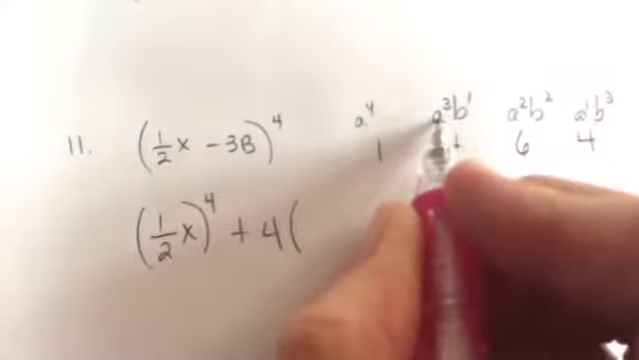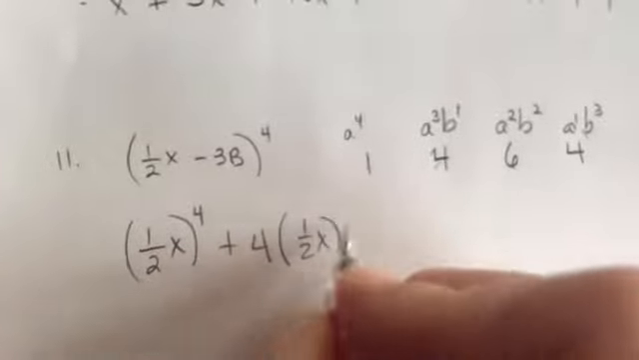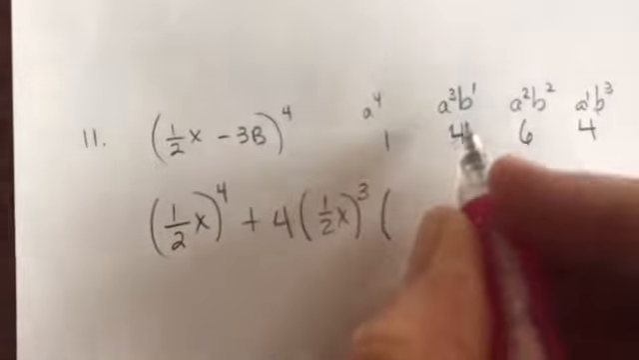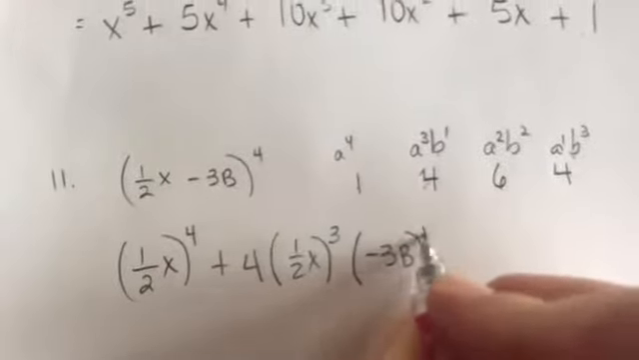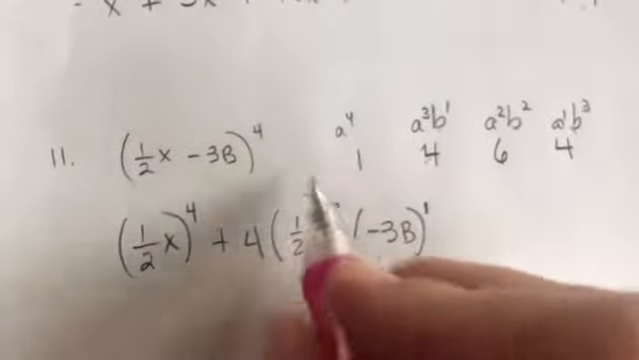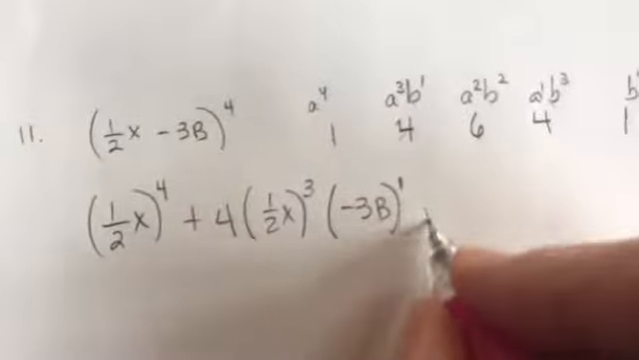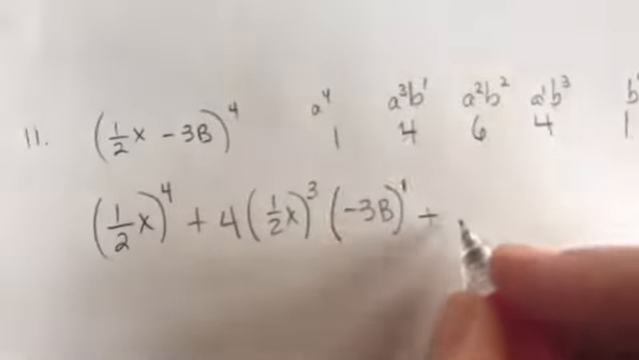I'm going to take my first term, which is 1/2 x, to the third power, times my second term, which is -3b, to the first power. Again, notice how those add up to 4. All right, my next coefficient starts with a 6.